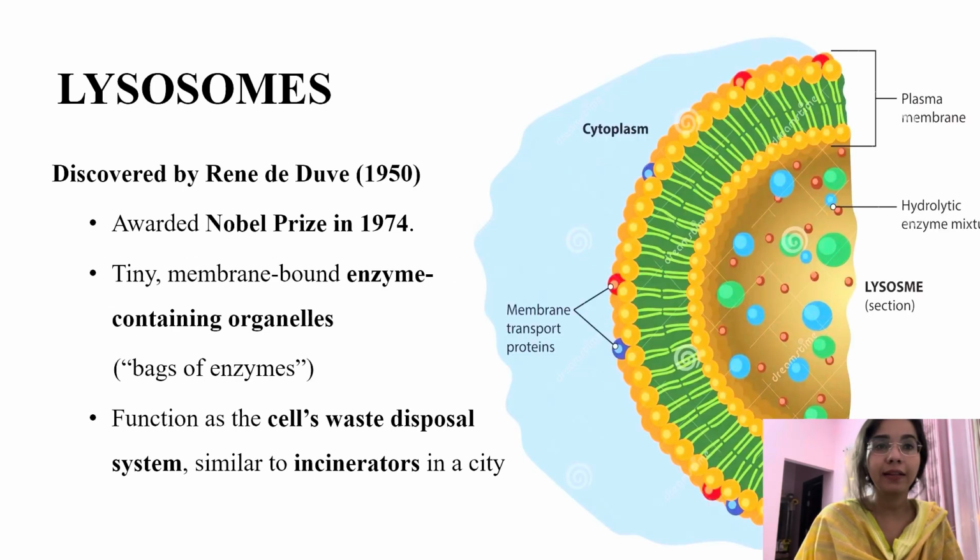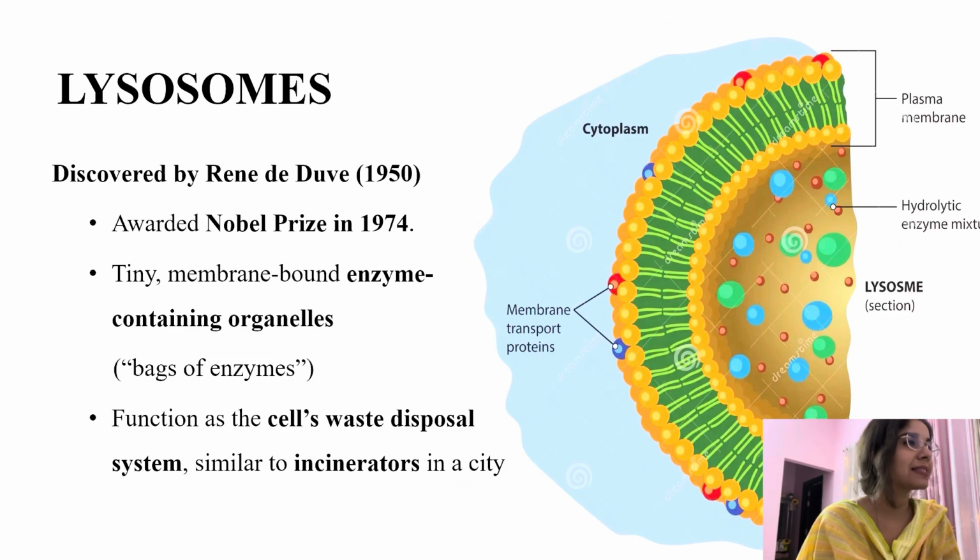Moving to the next organelle, that is lysosomes. Lysosomes were discovered by De Duve, who was also awarded the Nobel Prize for the same. What are lysosomes? Lysosomes are basically tiny membrane-bound enzyme-containing organelles. These are called bags of enzymes. They function as a cell's waste disposal system. It is similar to incinerators in the city.